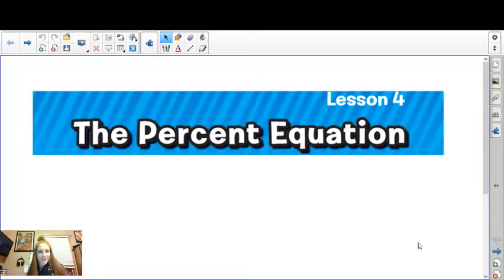All right, gentlemen. Lesson 4, the percent equation. Frankly, I think this is going to be the easiest lesson of all the stuff we did. Not that the other ones were difficult, but to me, I find this process is the simplest form of finding percents that I've seen explained via the book.